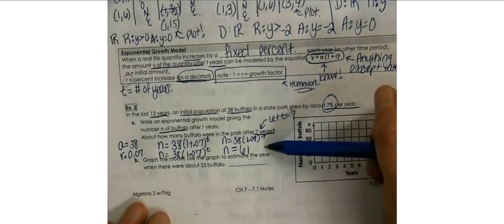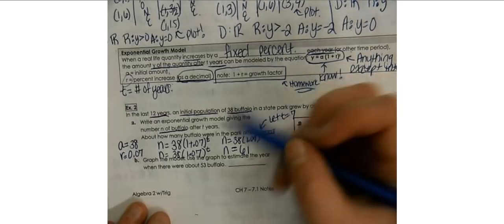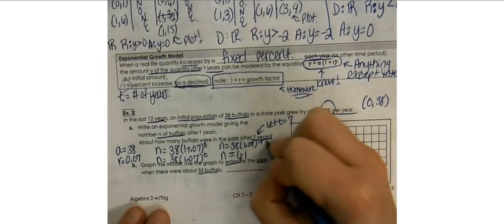Now what we want to do is graph our model. After we graph our model, we're going to use the graph to estimate the year when there were about 53 buffalo. If I were to graph this, we started at year 0 with 38. So I'm going to plot (0, 38), and that's about right here. Then we have 7, 61 that we can graph as well. So I'll graph (7, 61).